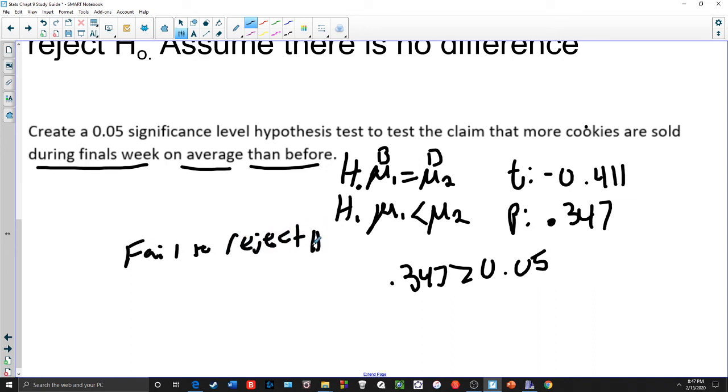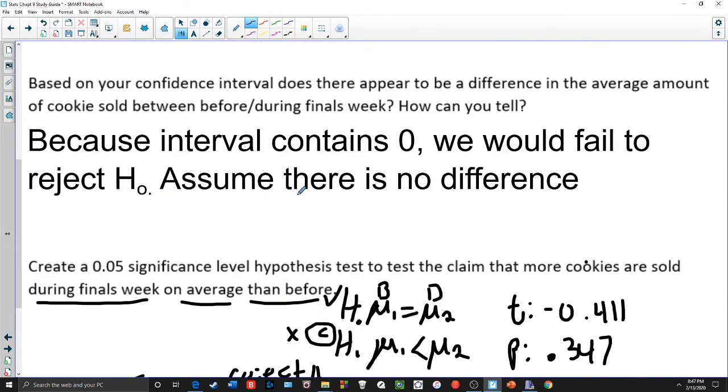We fail to reject H0, which means it's not going to support our claim, because our claim was that more cookies are sold the week during finals than the week before, but we just failed to reject H0. So we're going to go with H0 and reject the alternative. That means the data does not support our claim, which, thankfully, we kind of knew was going to happen, because our confidence interval told us that.